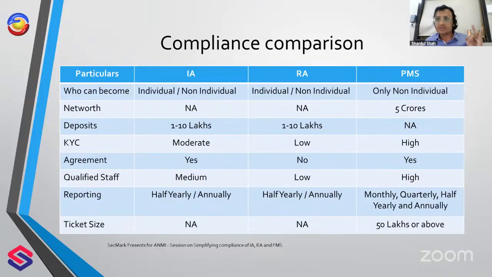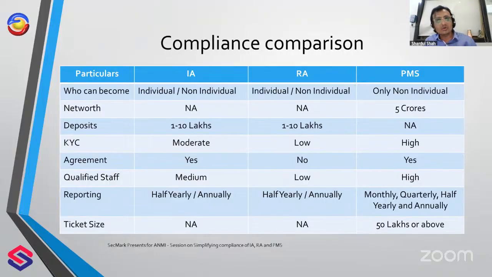Education, certification, and experience. Experience in the capital market, dealing in securities and managing the funds and securities of customers for a period of 5 years, is one of the mandatory and critical requirements to avail the PMS license. With regard to reporting, IA and RA have a limited number of reports; half-yearly submission and annual report submission are the two major criteria to be fulfilled by the IA and RA.